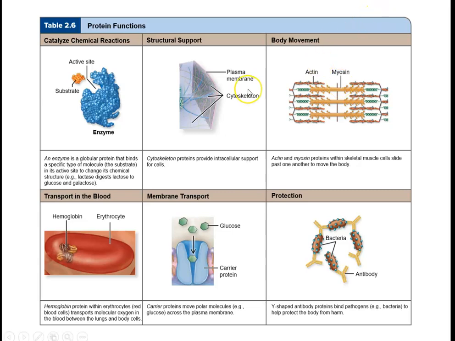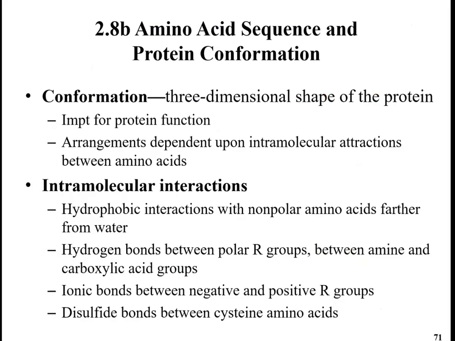What I want you to know about this is that protein function, like what its job is, is entirely dependent on its structure. Proteins can take many different forms, but what they do totally depends on what their form is. And we call this form their conformation. It's a three-dimensional shape of the protein. It's very important for protein function. It determines protein function. And then the conformation itself, the shape it takes, totally depends upon those intramolecular attractions between amino acids.